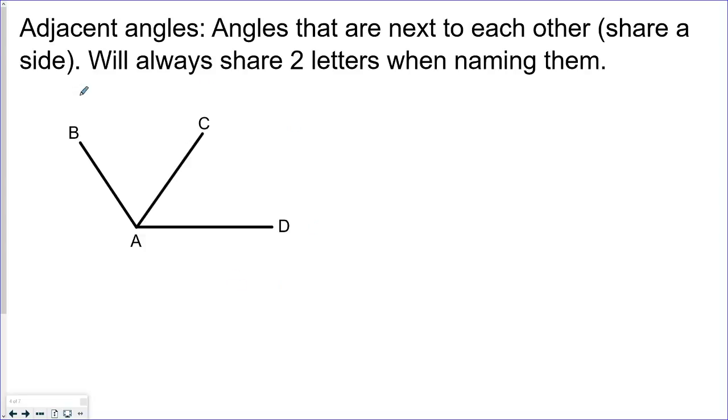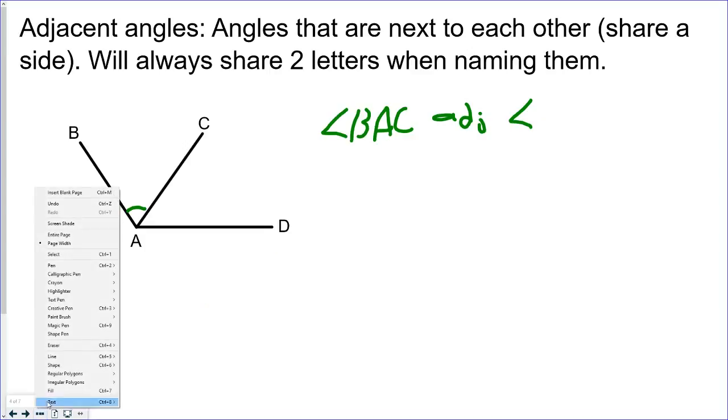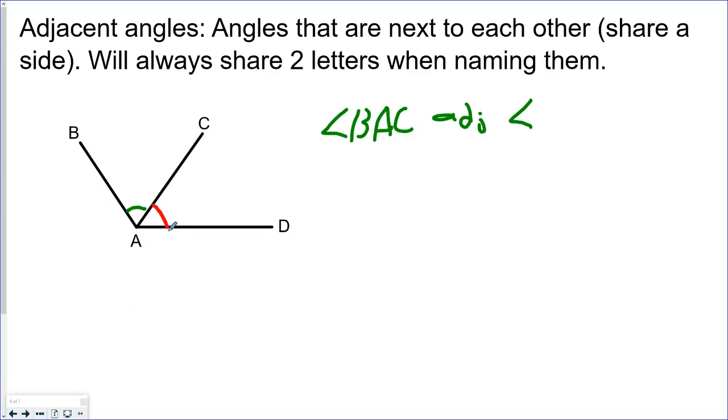So in this picture, which we saw before, this angle right here, angle BAC, we'll say is adjacent. So ADJ will stand for adjacent. That is adjacent to its partner. Let me get a different color here just to make it a little bit more clear. That is adjacent to its partner, CAD. Does not mean they're congruent. In fact, most of the time they won't be. But it just means that they're next to each other, they share a side.